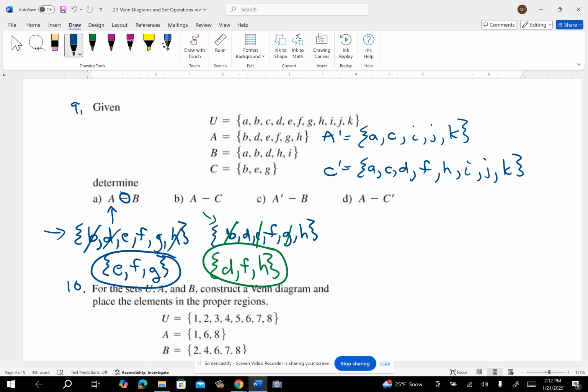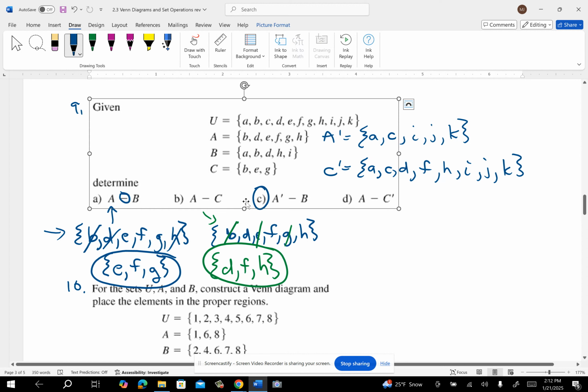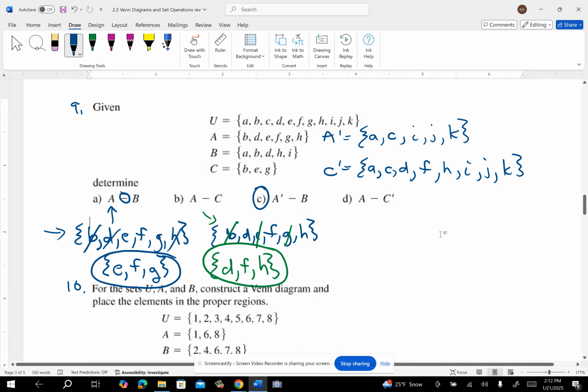Now, let's work on these two problems. So let's do this one. Okay, I'm running out of room, so let me see if I can just move that over. No, it's all clipped. Never mind. So I'm going to be working on that right here. Let me bring that down.